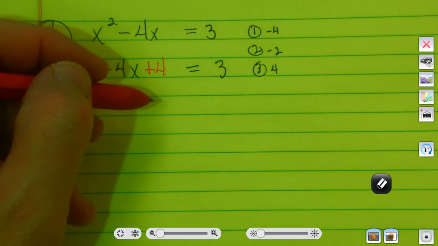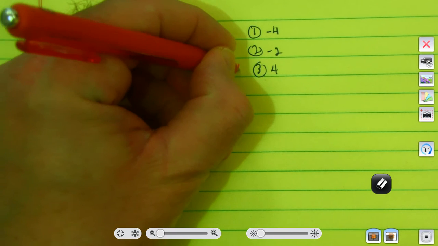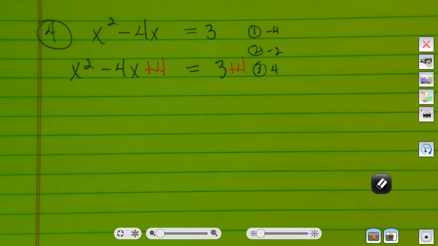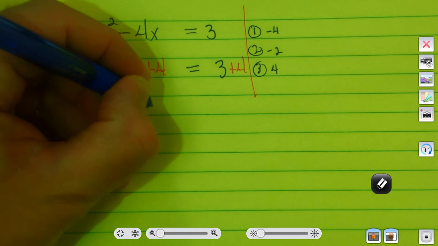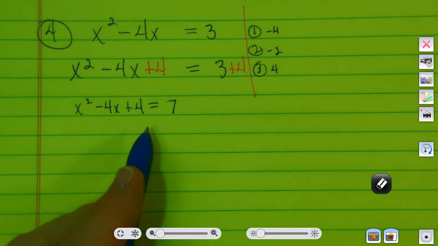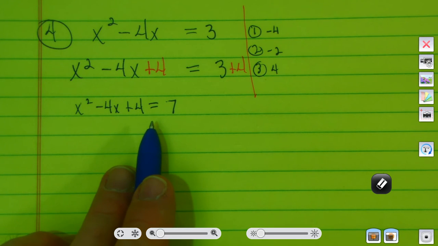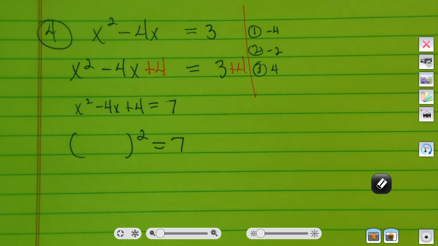But remember, this is an equation. So if I add something to one side, I also have to do what? I have to add to the other side. Absolutely. So this becomes x squared minus 4x plus 4 equals 3 plus 4, or 7. Now here's why I want to do this. If I've completed the square correctly, that's a perfect binomial square. And I can really factor it without even thinking.